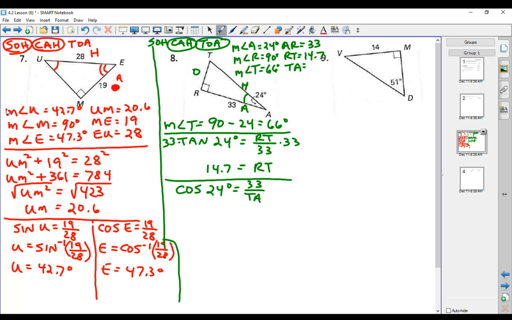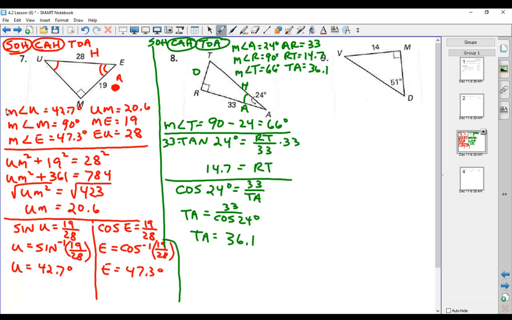Now remember, this is one of those where we've got our variable on the bottom, so we can do the flip-flop procedure. So I'm going to take TA is equal to 33 over the cosine 24 degrees. And when I do that on the calculator, TA comes out to be 36.1.